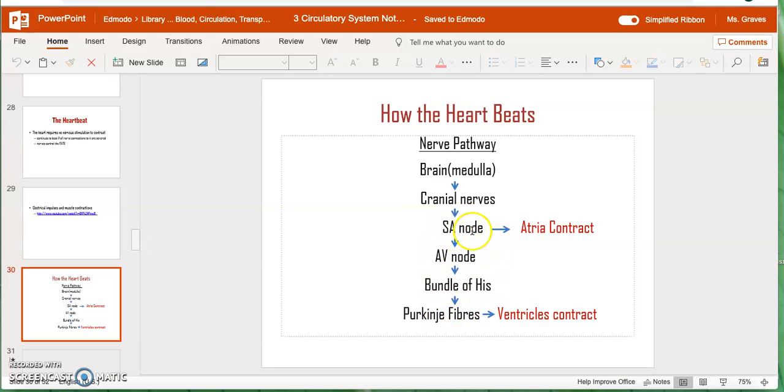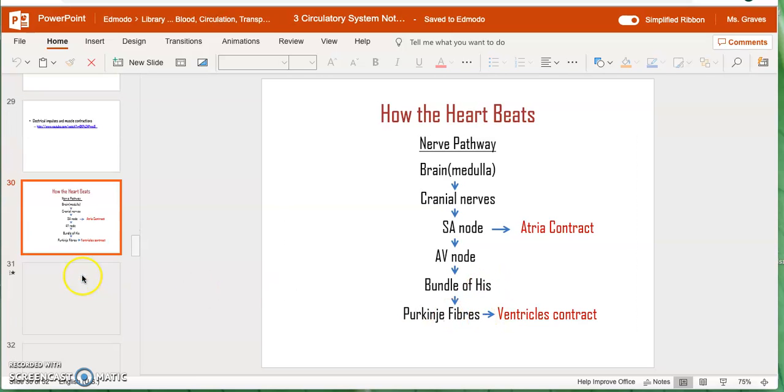So we have the sinoatrial node causing the atria to contract. A signal is then sent from the SA node to the AV node. The AV node signals the bundle of His, and the bundle of His signals the Purkinje fibers, which causes the ventricles to contract. So you can see that there's a bit of time that it would take from between the atria contracting to the ventricles. That's because we don't want the atria and ventricles contracting at the same time. We need that space so that blood flows from the atria to the ventricles, and then the system starts over. So again, SA node to AV node to bundle of His, Purkinje fibers.